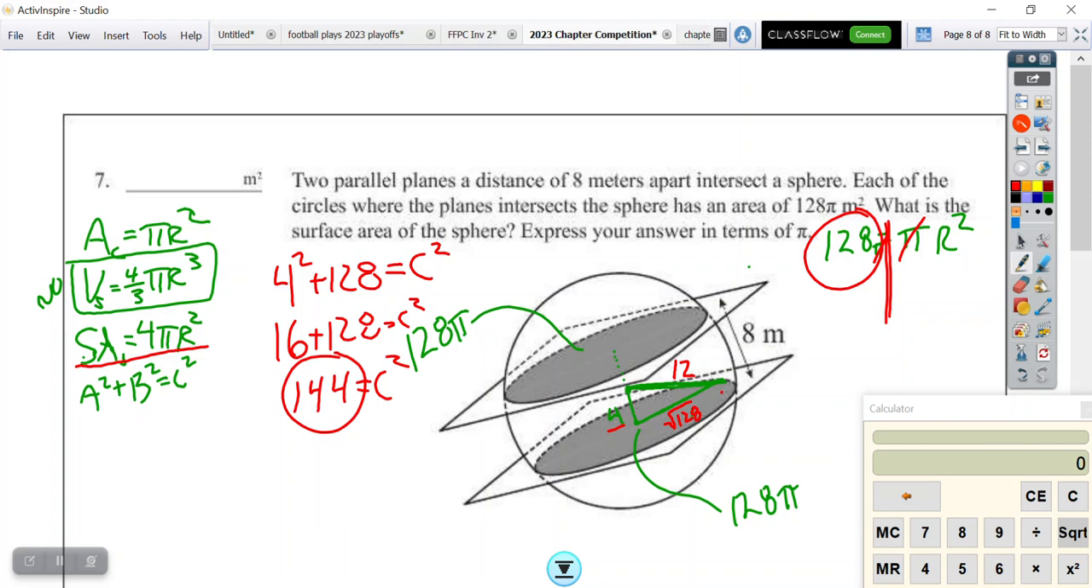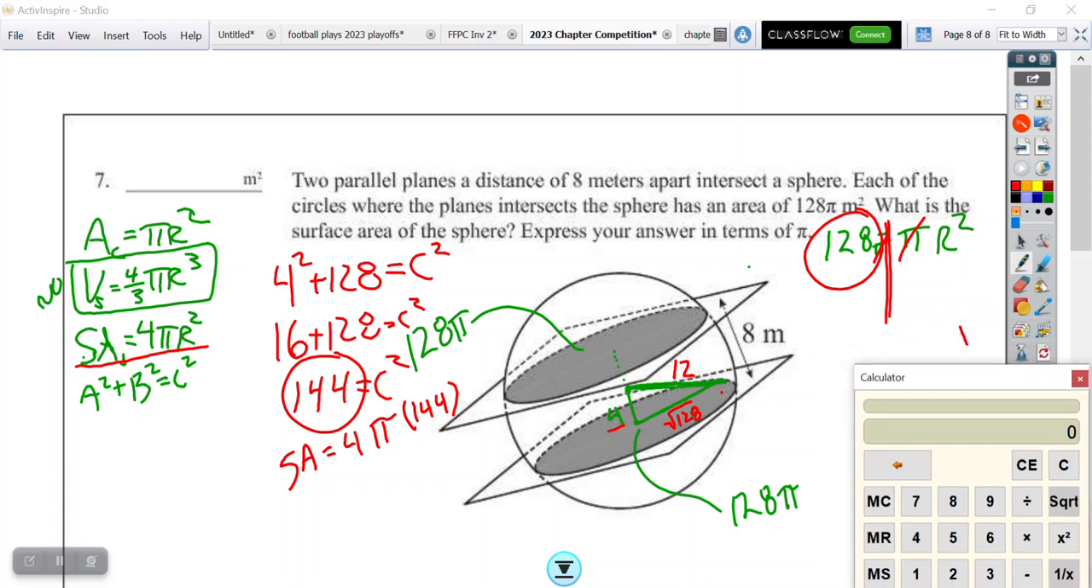Okay, so that means my surface area is equal to 4 times pi times 144. Why do I not square 144? We already squared it. All right, what is 4 times 144? So the surface area is 576 pi.